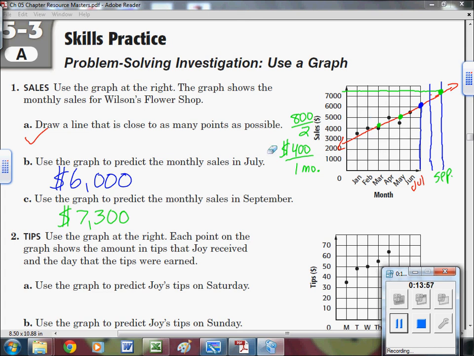So your numbers may be slightly different than mine if you were to answer this exact same question, because maybe your line of best fit was slightly different. But again, they'll be close and they'll be reasonable. All we want to know is that the answers are reasonable. So as long as your answers are reasonable, you've got nothing to worry about.